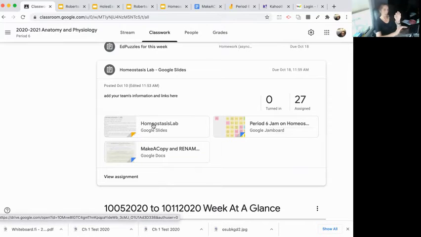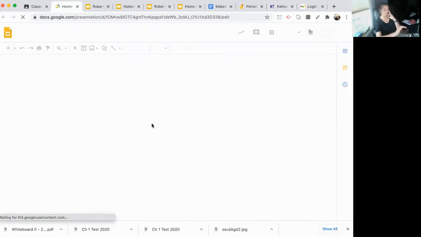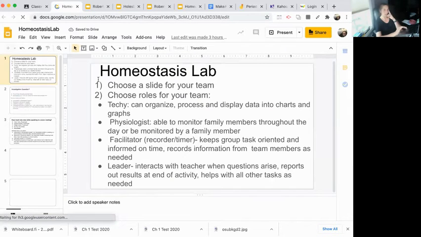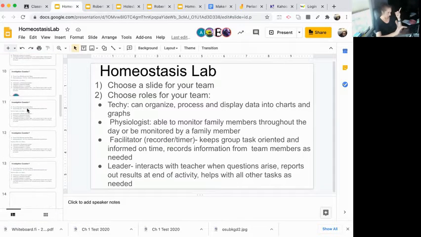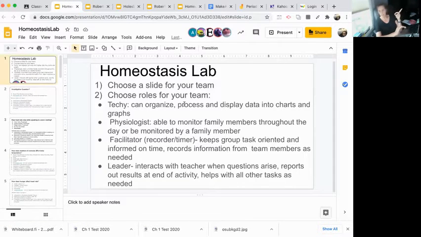We're going to work on these Google Slides today. So the Google Slide says the two goals I have for today. Number 1, you're going to pick one of these slides, 2 through whatever, for your team. So if you already see names on it, then keep going down.